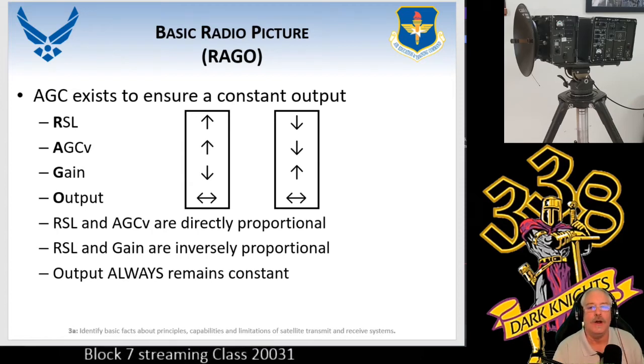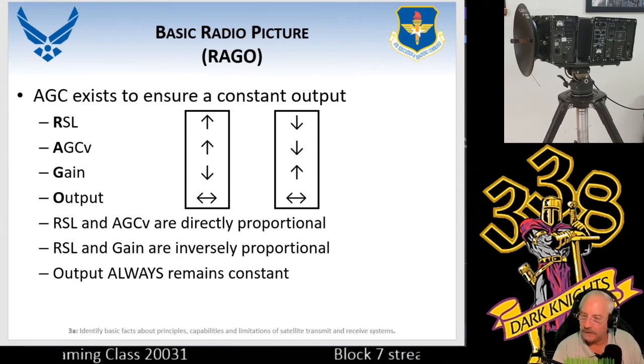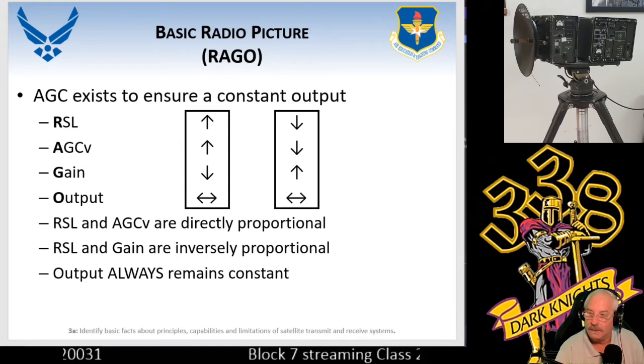AGC substitutes for the human portion of that. The idea is to keep your output constant, so that you don't have to constantly finagle with the volume control button. You can also do radio stations the same way because it has AGC in there to begin with.